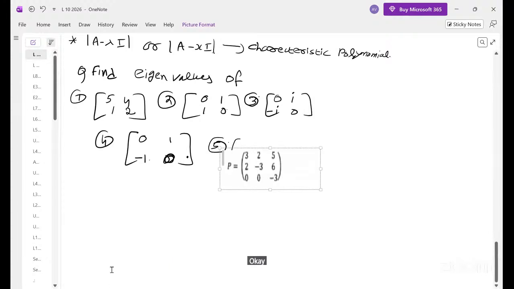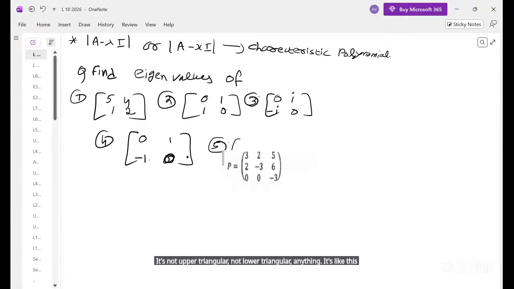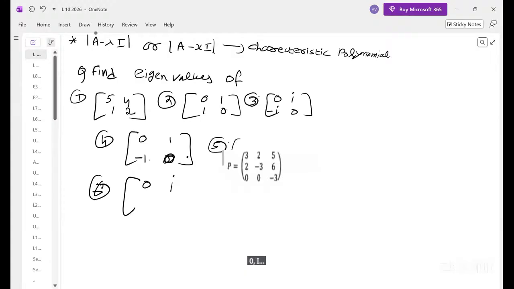Okay. So let us see how to solve it. First one, there are no shortcuts that work here. It's not upper triangular, not lower triangular, anything. It's like this. And one more I want to do: 0, i, 0. Let us see. First one. So first, A is equal to 5, 4, 1, 2.